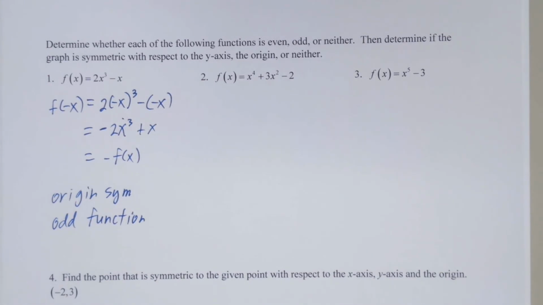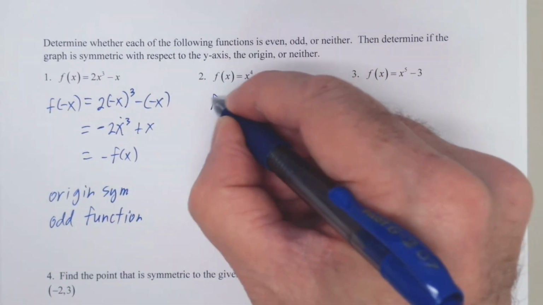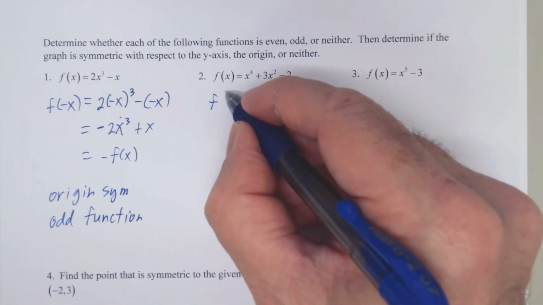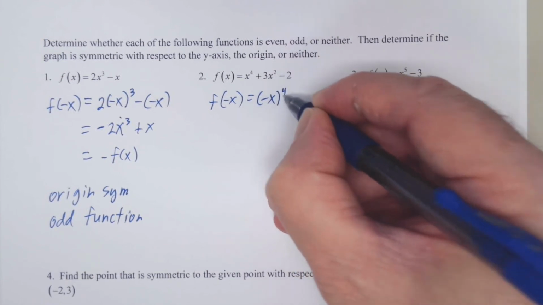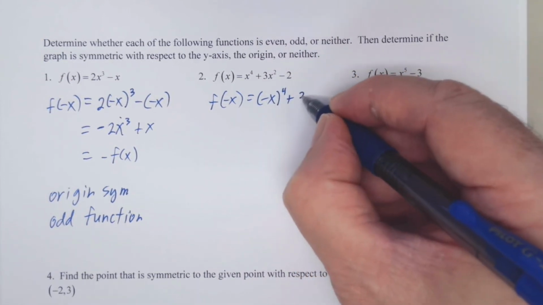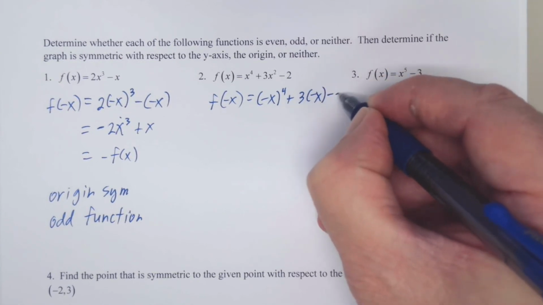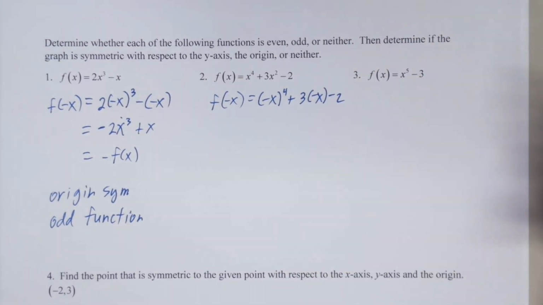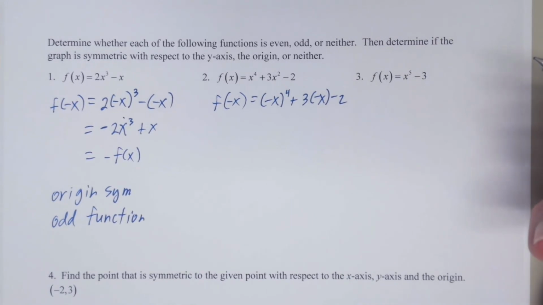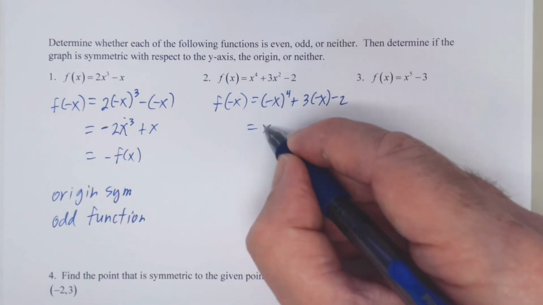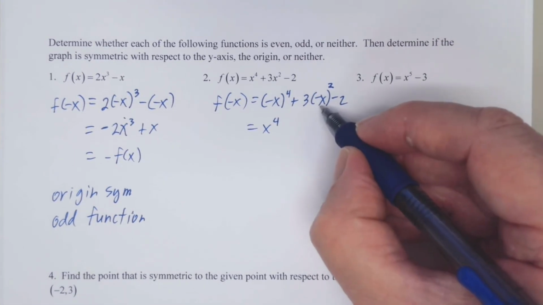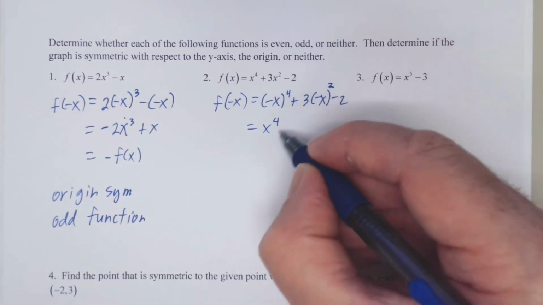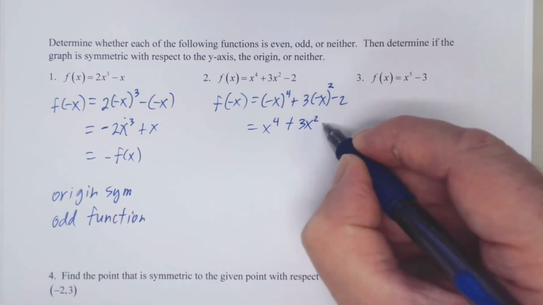All right, let's look at number 2. So you'll notice the test is the same for each one of these. We plug in minus x. So all of our x's get replaced with a minus x. So we have f of x equals minus x to the 4th plus 3 times minus x minus 2. So we get x to the 4th. Now this is squared, I forgot my 2. So notice a minus x times minus x is x squared. This is going to be plus 3x squared minus 2.